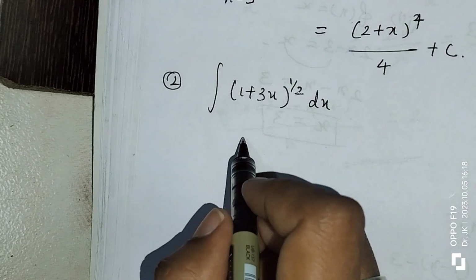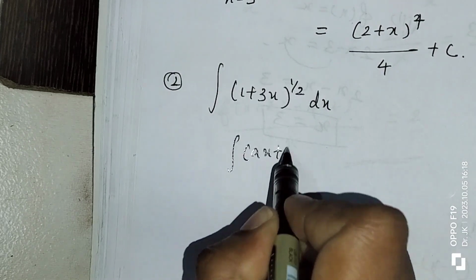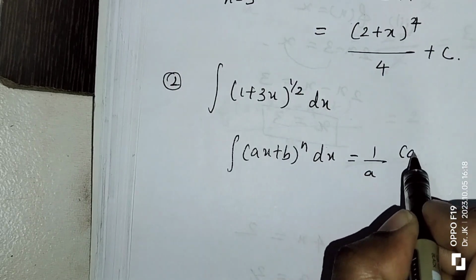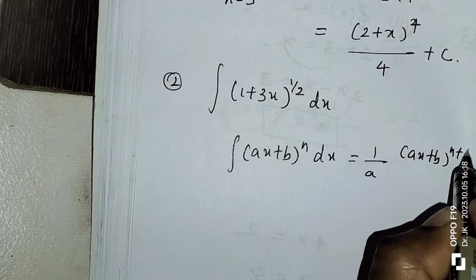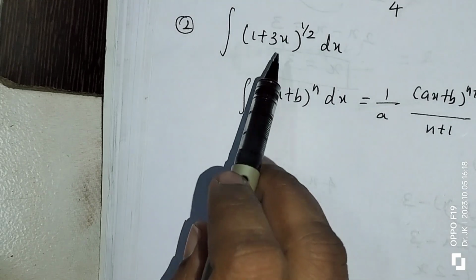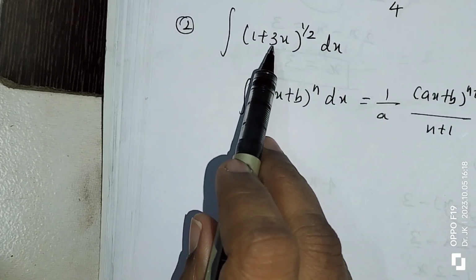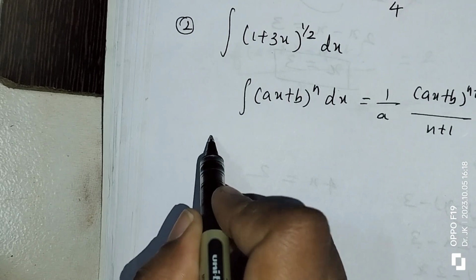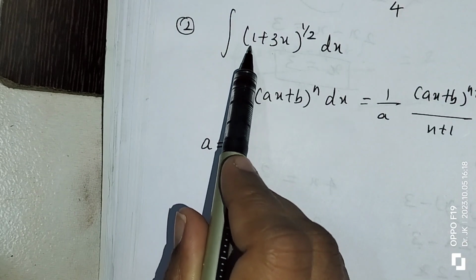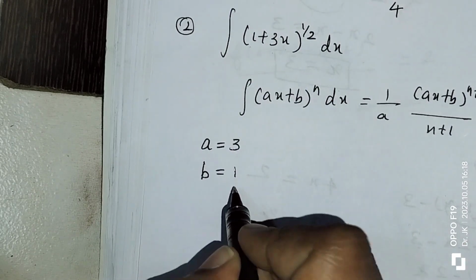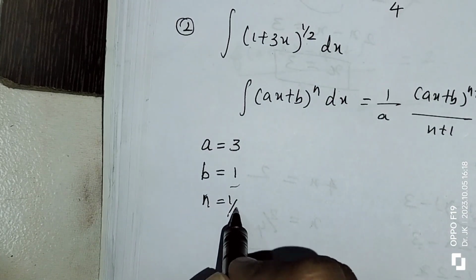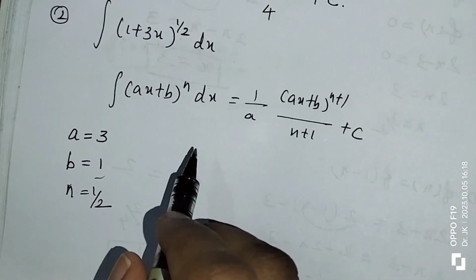Here you can apply the same formula: integral of (ax plus b) whole power n into dx is equal to 1 by a into (ax plus b) whole power n plus 1 by n plus 1 plus c. What is a here? The coefficient of x is a, that is a is equal to 3. And what is b here? B is equal to 1. What is n here? N is equal to 1 by 2. I just apply this formula.